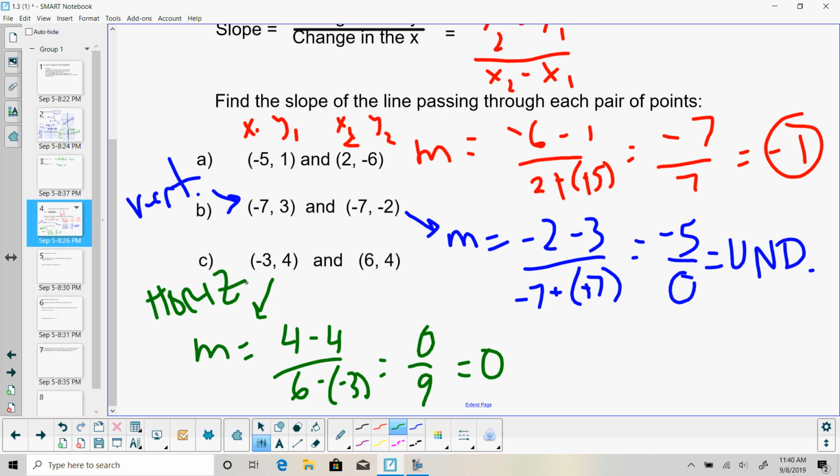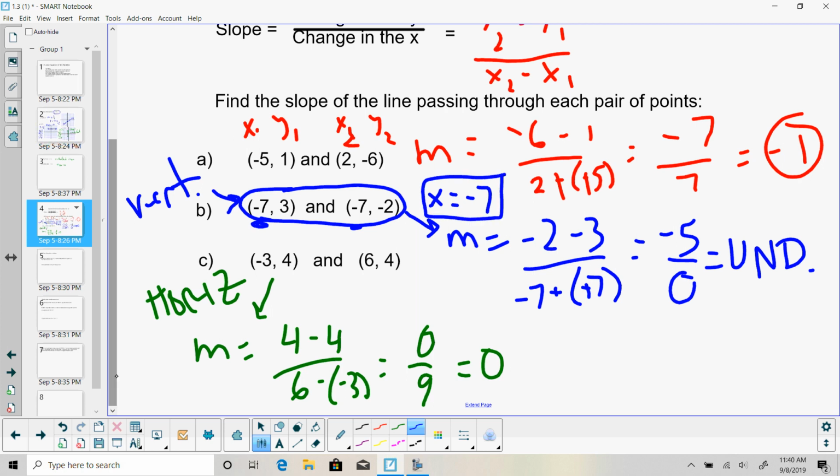Okay, and just to back up a second, what would be the equation of this vertical line up here? Well, it's going to be the equation of the line where we're always going through x equals -7. I see -7, 3, -7, -2. So the equation here would be x equals -7. That would be the equation of our line. And for this one, it's a horizontal line, and all of the y's are equal to 4. So that one, our equation would be y equals 4.